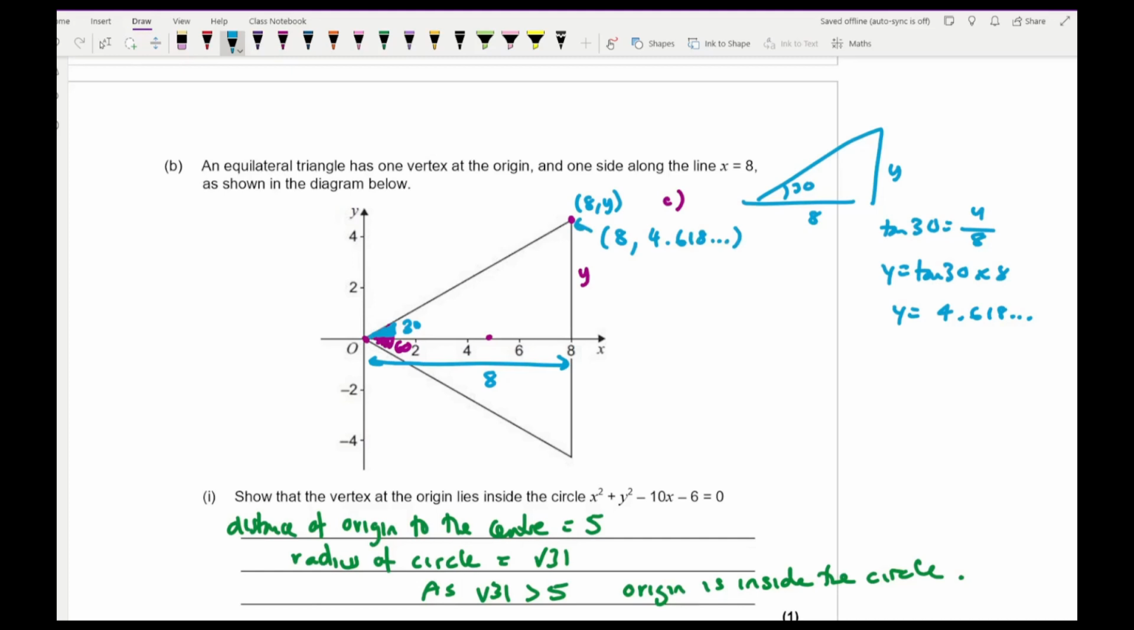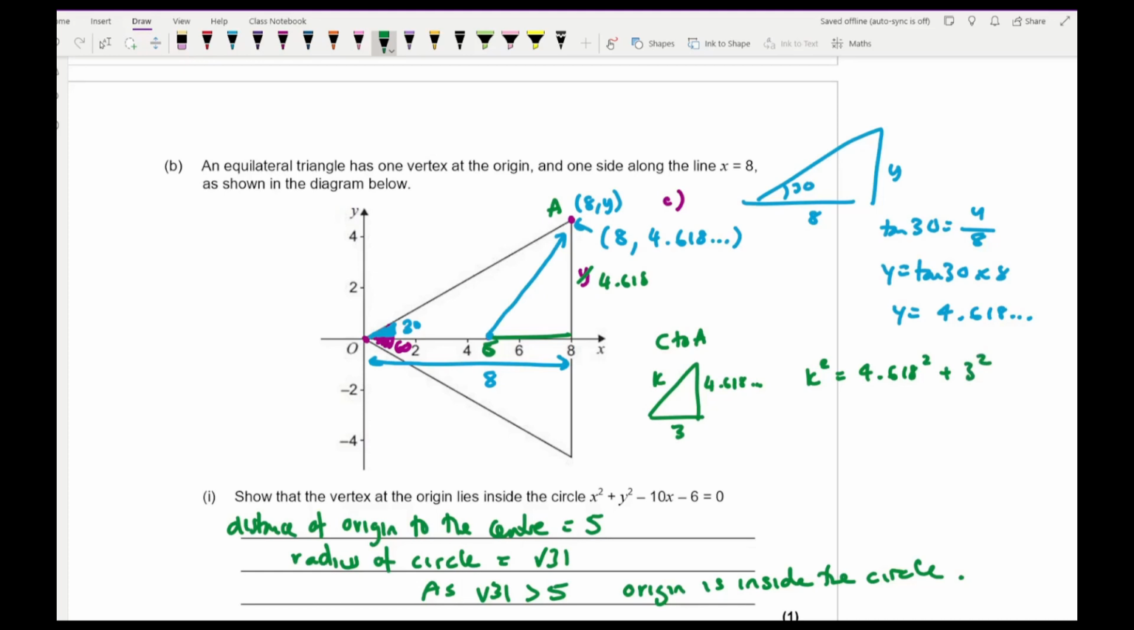So then all that's left for me to do is to work out the distance from the centre to that point there. So if I just call this C and let's call this A, we know that this length here is 4.618. I now need to work out what C to A is. So using Pythagoras, if I call this K, we know that this is 4.618. We know that this distance here is 3 because it's going from 5 to 8. So K squared equals 4.618 squared plus 3 squared.